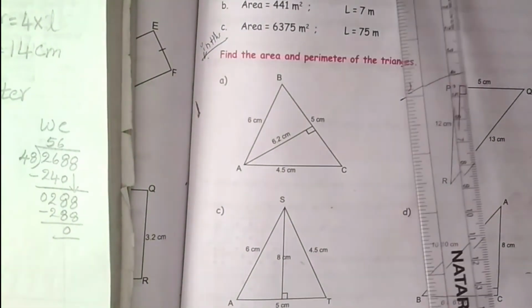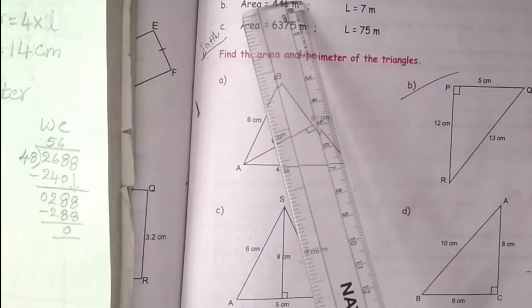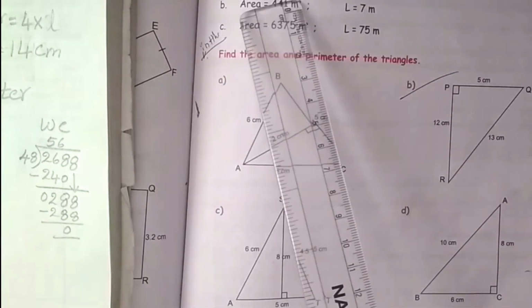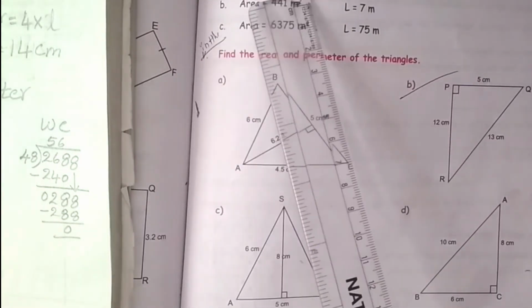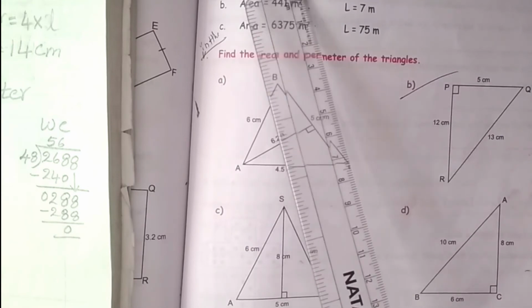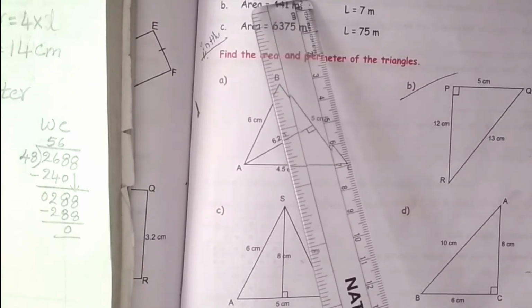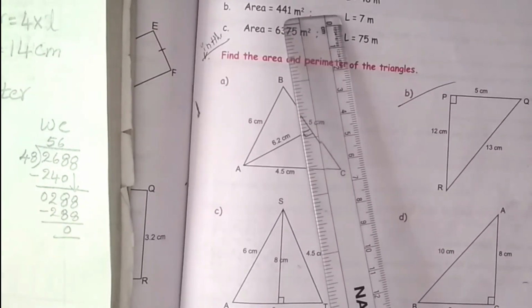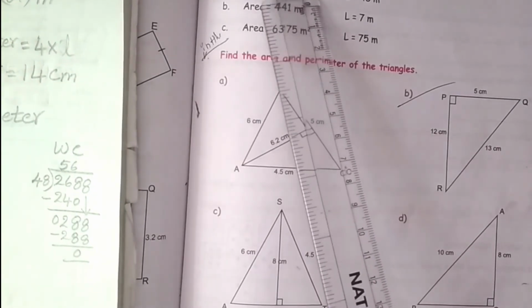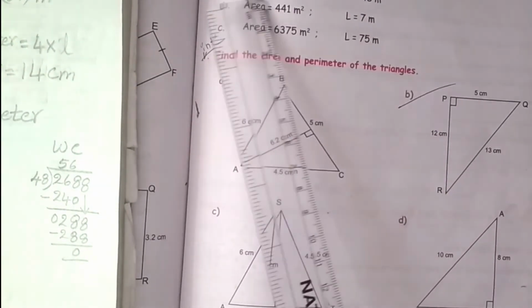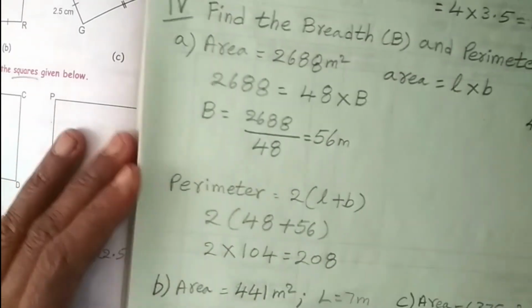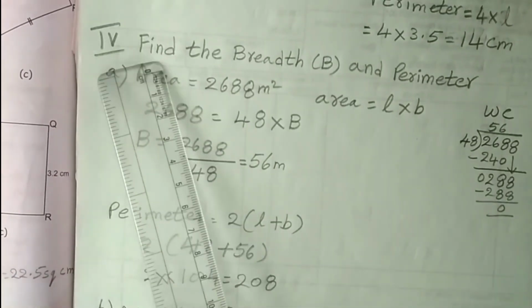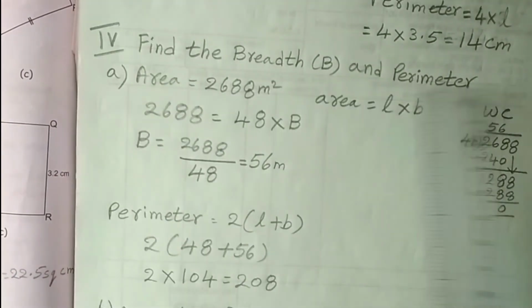See here, find the breadth B and perimeter. They have given only the area and the length. So area is equal to how much here? 2688 square meters. And the formula, you know that area is equal to length into breadth. We don't know the breadth here. Right? So we have to find this out. See the working column I have done for you.